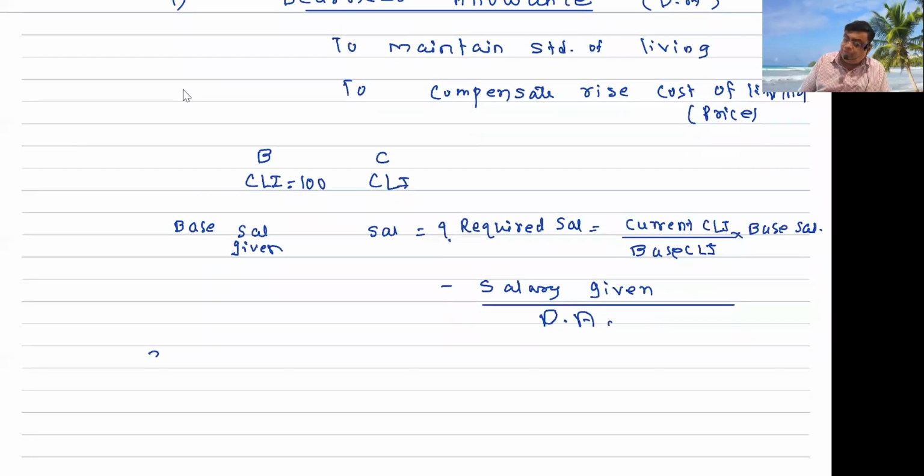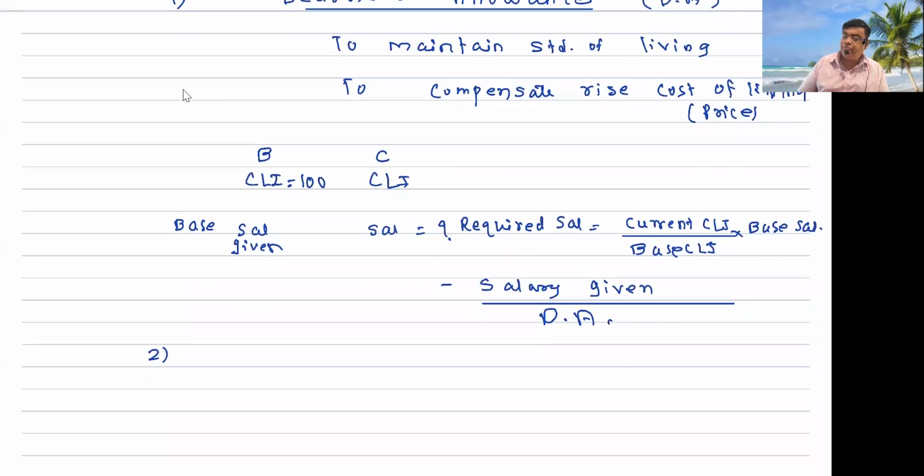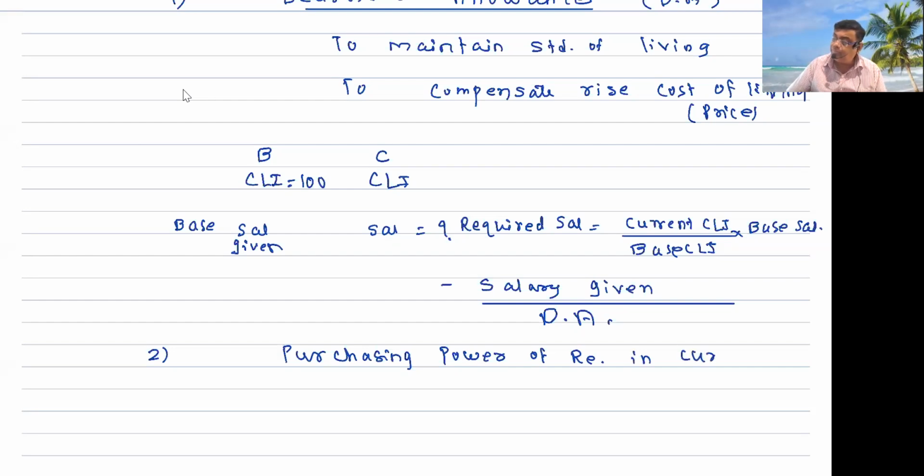Then I consider the second one, the concept of purchasing power of rupee. The purchasing power of rupee in current year. What is the meaning of that? Current 1 rupee is equal to how much of base year? That is the very meaning of it.